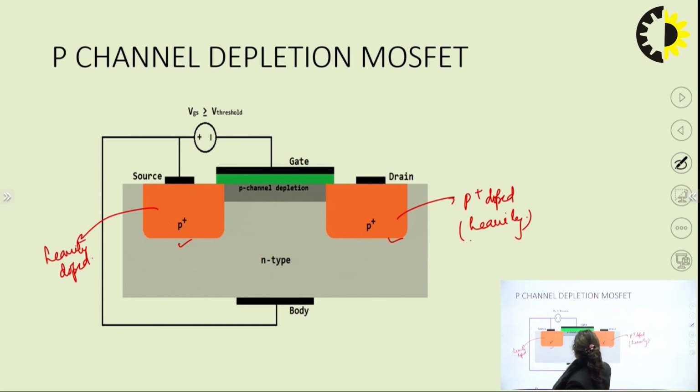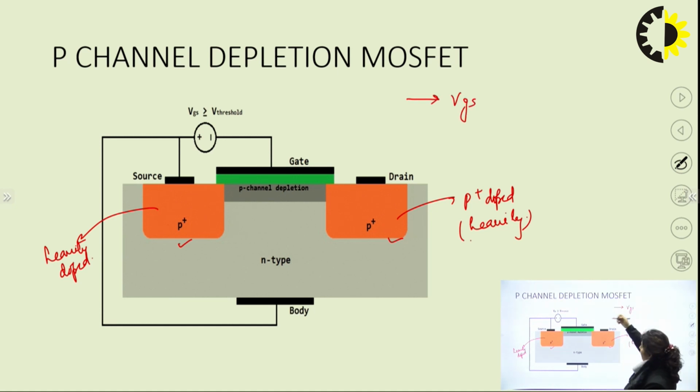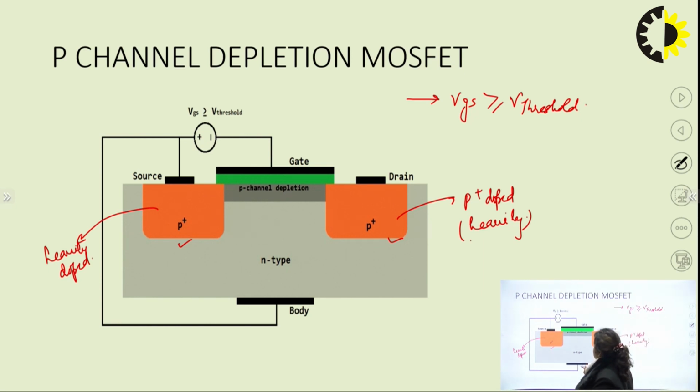In between the source and the drain there is a gate. Firstly, we have some conditions like VGS, which is the gate to source voltage that we apply at the gate. It must be greater than V threshold. This is the mandatory condition for having the MOSFET work in depletion mode. Here we are using an N type of substrate.